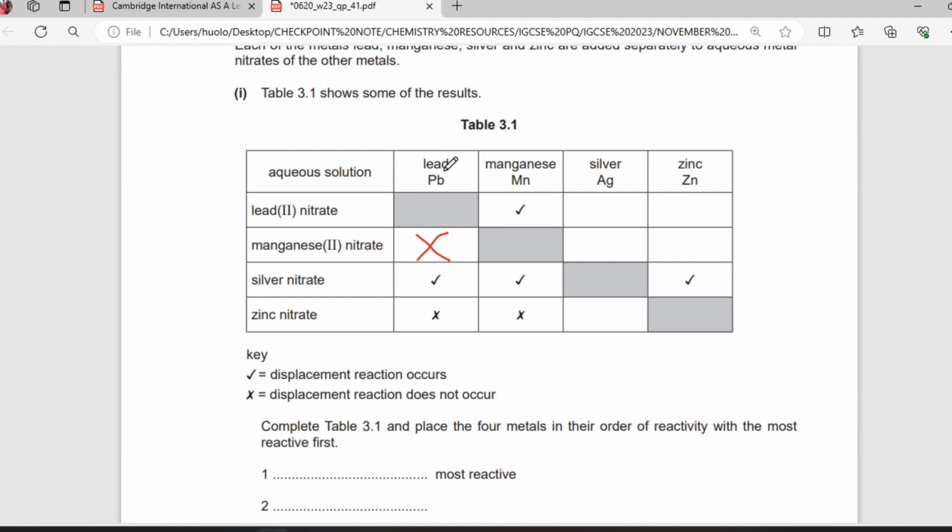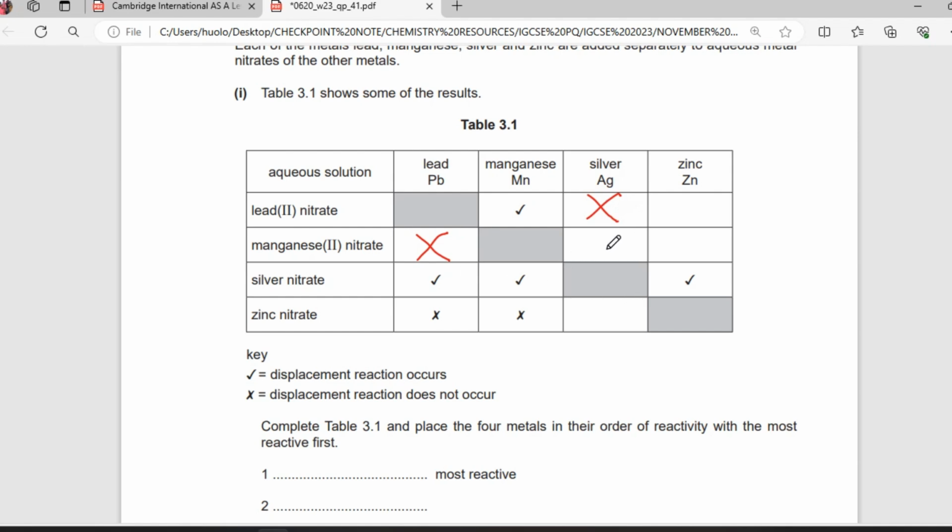Now again, putting lead in silver nitrate, we see a tick. That tells you that lead is more reactive than silver. It displaces silver. Okay, so coming here, silver reacting with lead nitrate, we don't expect silver to be able to displace lead from lead nitrate because lead displaces silver here. That's why we have a tick. So here we expect a cross again.